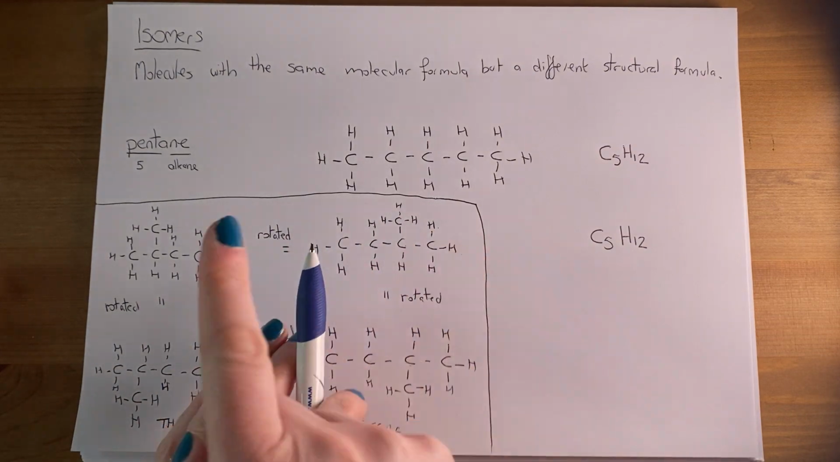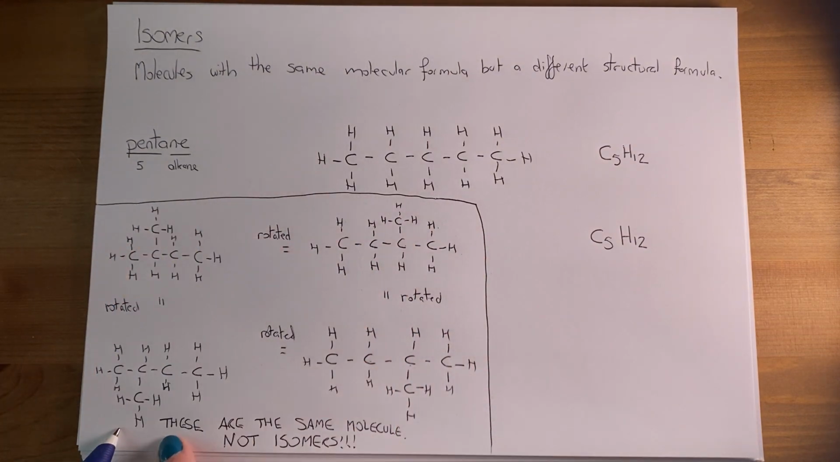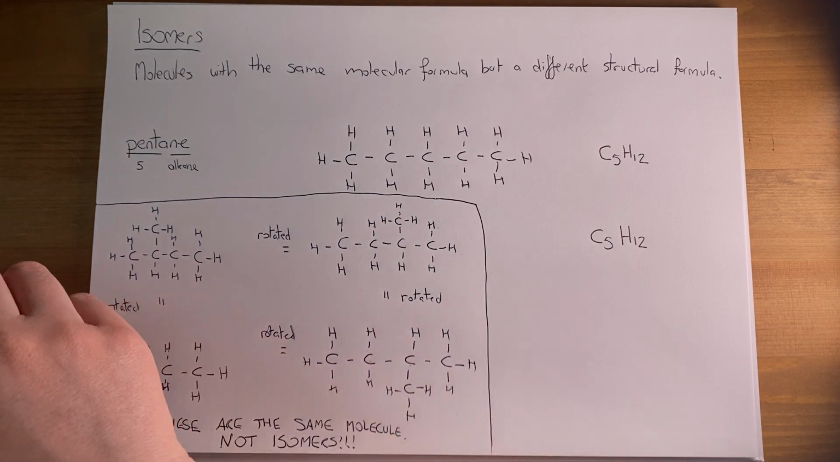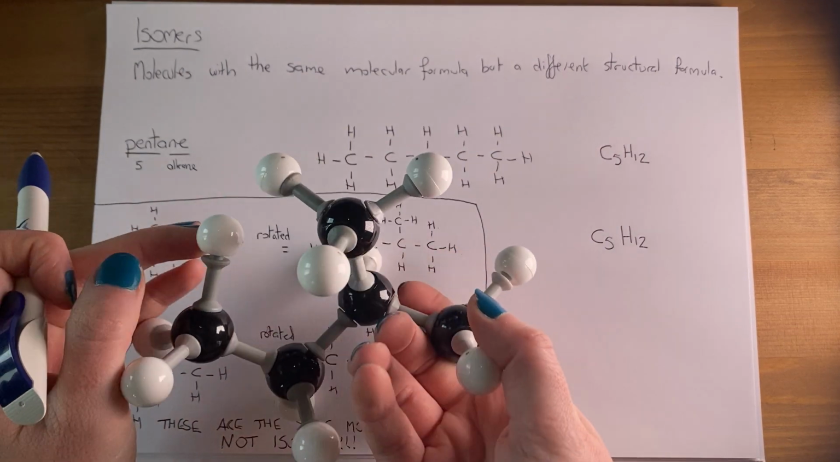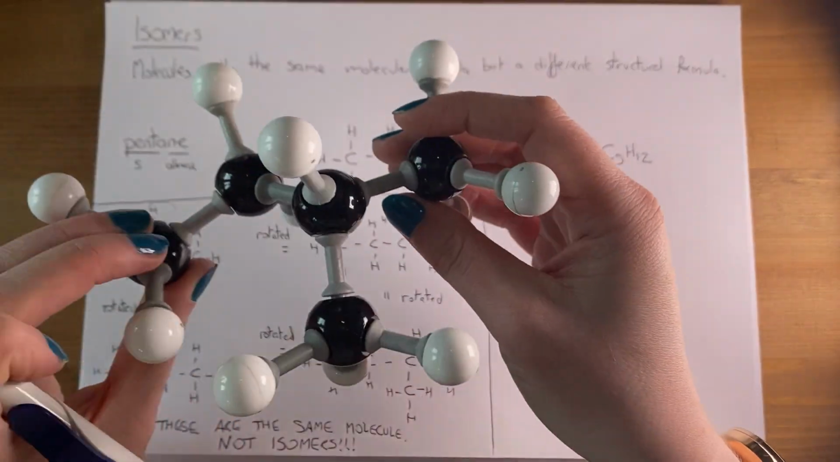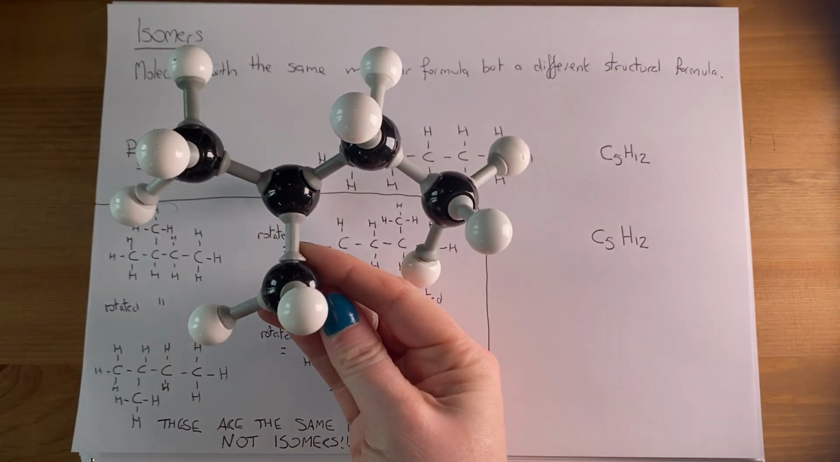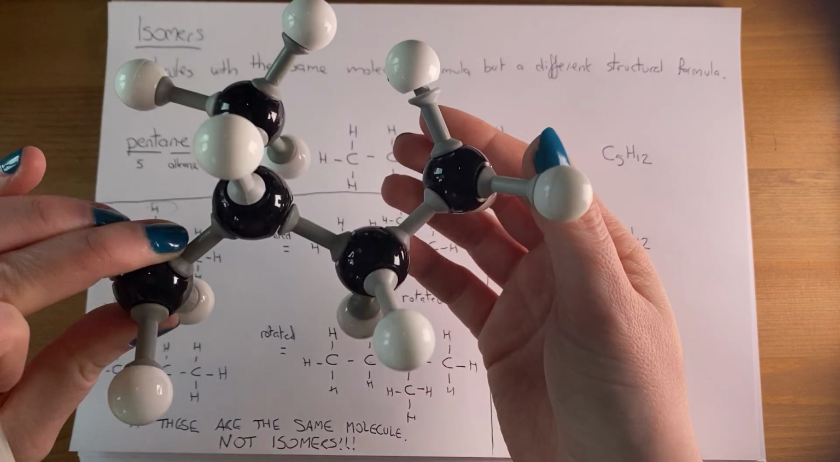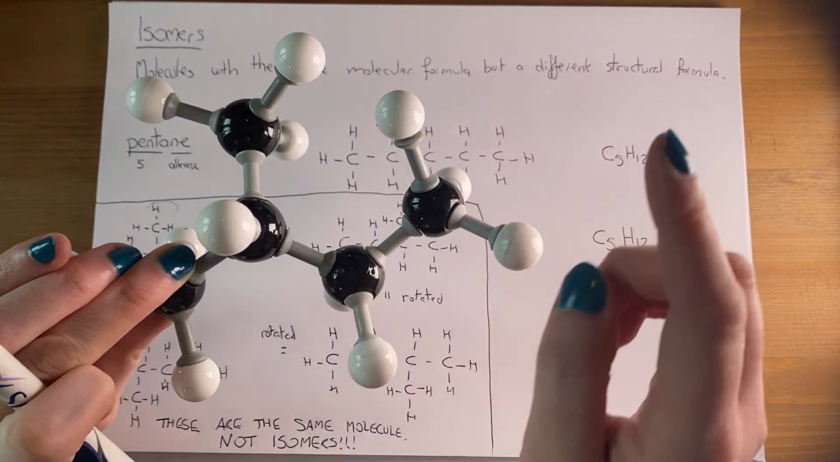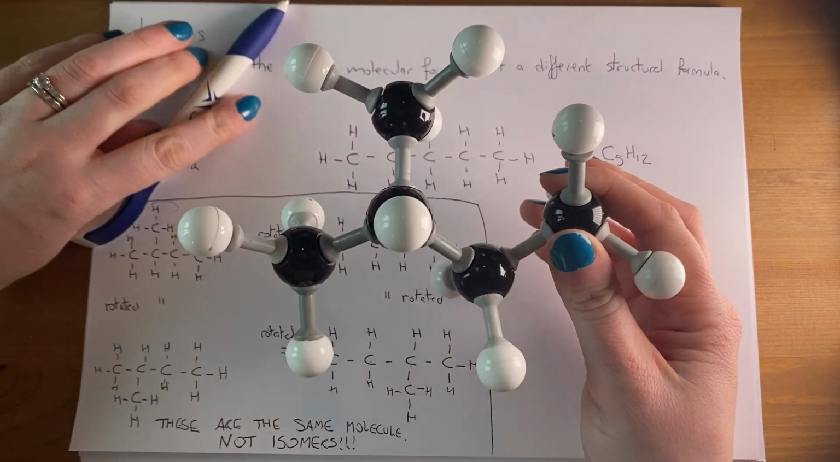All I did was take this and I rotated. I take this and I rotate, I take this and I rotate. It's the same thing. All I'm doing is taking this. I'm not breaking any bonds. You would need to break bonds in order to make an isomer. There's one more isomer of pentane as well.